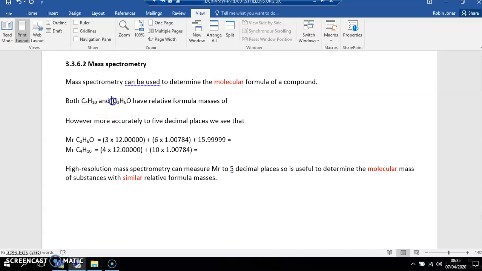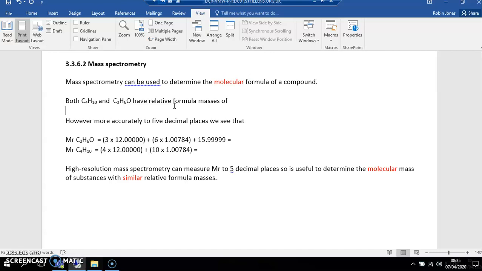And what is the Mr, the relative formula mass of C3H6O? 3 12s, 6 1s, and a 16. And you should find out that they're both the same. So now if you used a low resolution mass spectrometer, you couldn't distinguish between whether you had a sample of C4H10 and C3H6O because it can't measure to any decimal places at all.